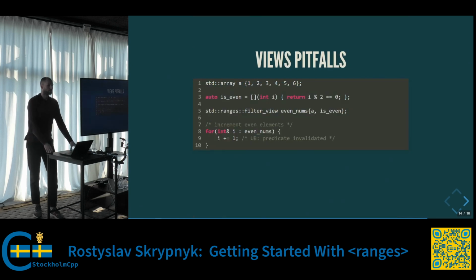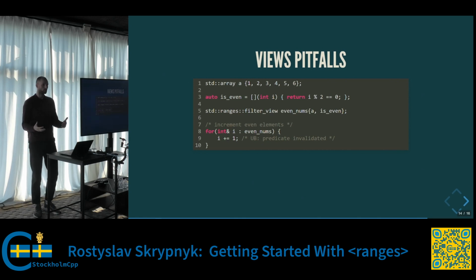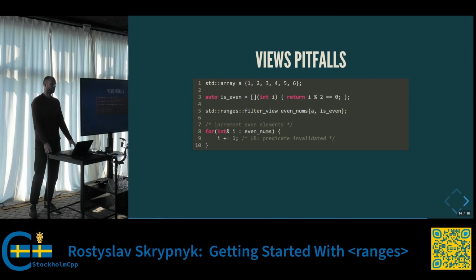Now the problems. There are problems with this library. So we saw this before. We have a collection. We want to find the even numbers. Okay, we found them. Now we want to iterate them. You are allowed to do this. You can go through your view and modify the data that you view. And that's the undefined behavior if you violate the predicate. So now you have to be careful in how you use it.